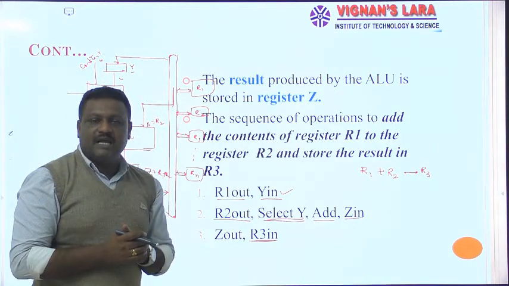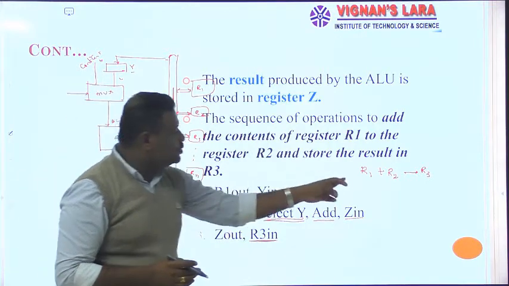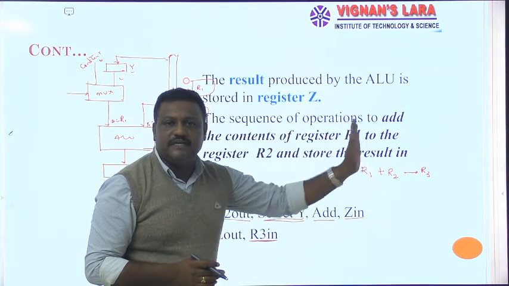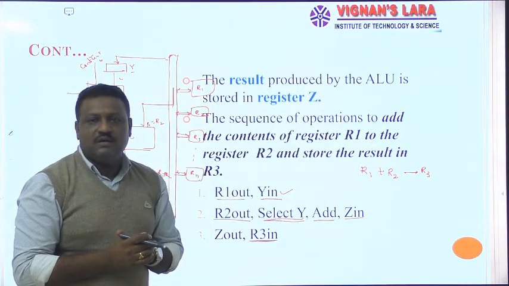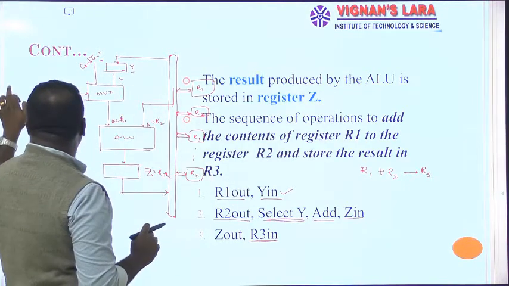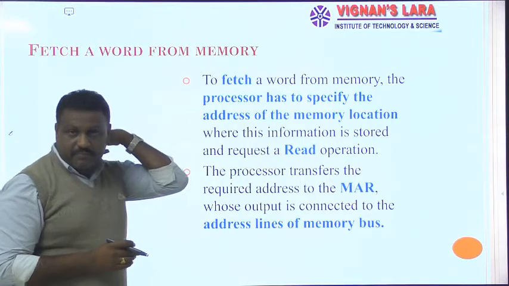Like this, this sequence of operations is performed to do the addition between the content of register R1 and R2. The final result is transferred to another CPU register, R3. So that is the way we do this task. Next, fetch a word from memory.